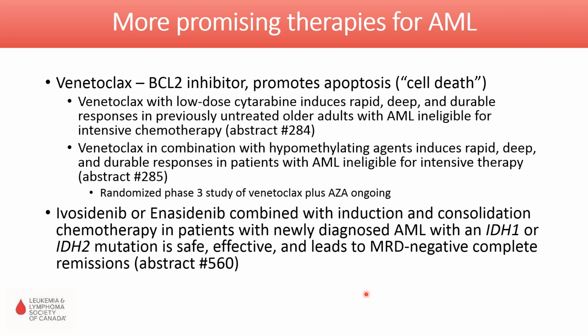Obviously that's attractive in many patients with malignancies, and it is being used on various hematological malignancies. And so there are 2 trials where venetoclax was used in combination with other standard therapies for leukemia. Low-dose cytarabine was one of them, and that was in the first abstract. By combining them in older patients who had never had treatment before and were not eligible for more intensive treatment, they were able to get very rapid, deep, and durable responses.